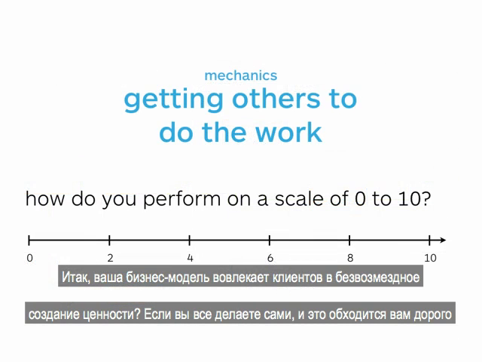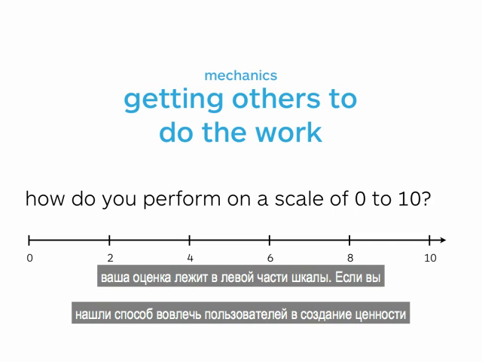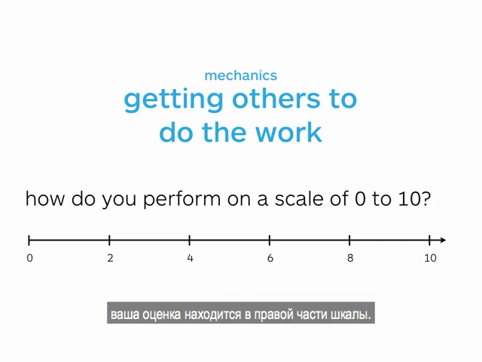So ask yourself, how much are you getting others to do the work for you? How much are they creating value for you? Well, if you're doing everything yourself and it's expensive, you're probably more on the left-hand side. If you found ways to get others to do the work for you, and you even get them to become passionate about doing the work for you, then you're on the right-hand side and you perform closer to a 10.